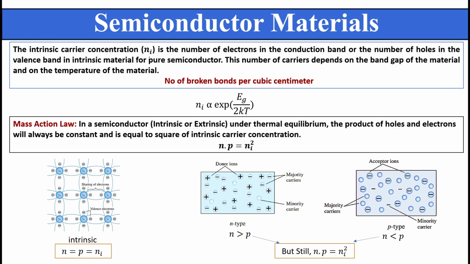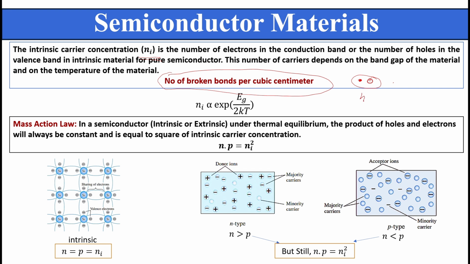So in any intrinsic semiconductor, the number of electrons in the conduction band or the number of holes in the valence band depends upon the band gap of the material and on the temperature. So what is the intrinsic charge carrier concentration? That is the number of broken bonds per cubic meter. Whenever a bond is broken in a pure, that means intrinsic, semiconductor, the electron and hole are always generated in pair.